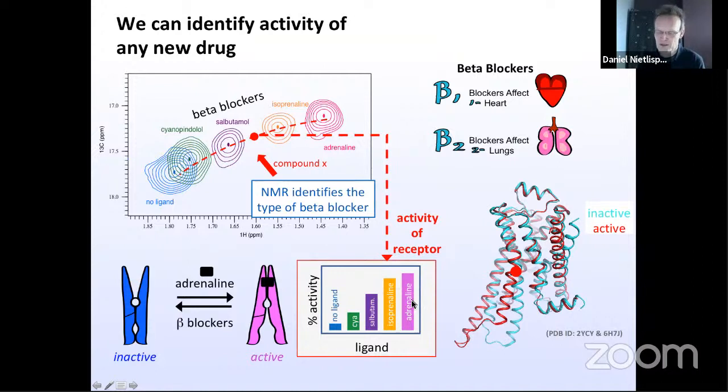And that gives us this unique property that someone might come, give us a sample of an unknown beta blocker. We can study this by NMR, and through the position then of this peak, we will immediately be able to say what the properties of this particular beta blocker are. So it is a very sensitive and a very quantitative method to investigate the effect of ligands and to be able to classify them according to their action.